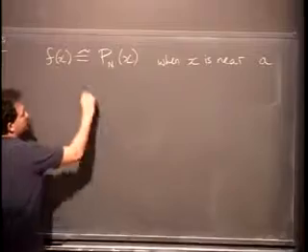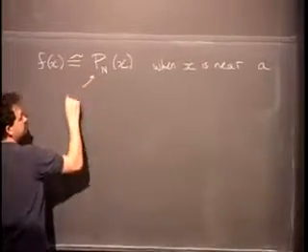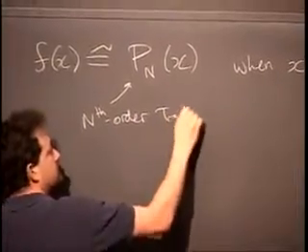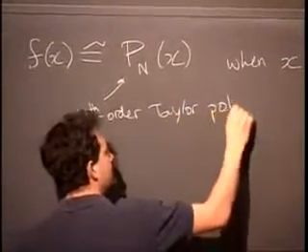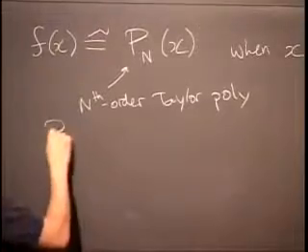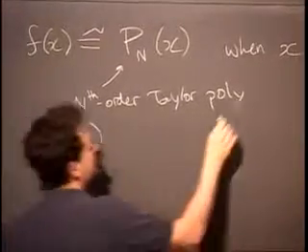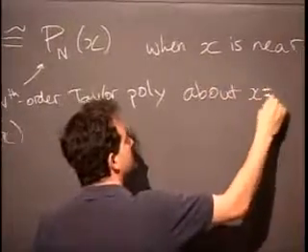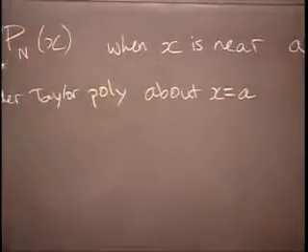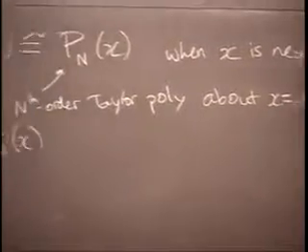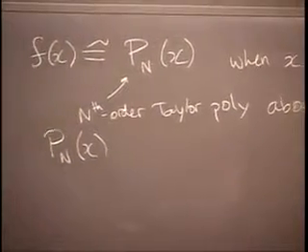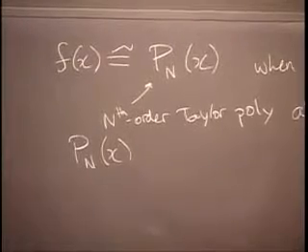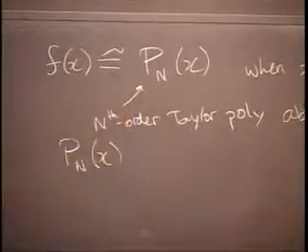Pn is the nth order Taylor polynomial, and you need to know the formula for it. Well, let's say nth order Taylor polynomial about x equals a. I didn't actually explicitly write a here. I'm just assuming that for any individual problem that you or I work on, we're going to pick a at the beginning and fix it. And I don't want to bother writing the value of a every time.